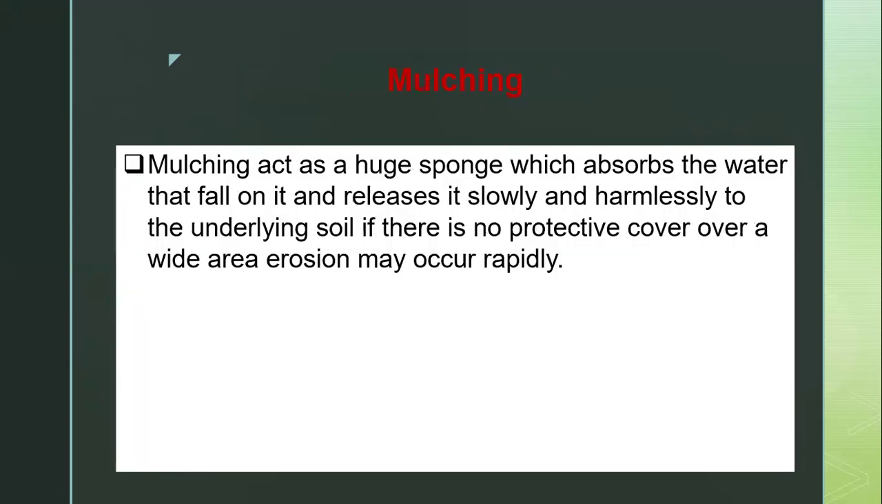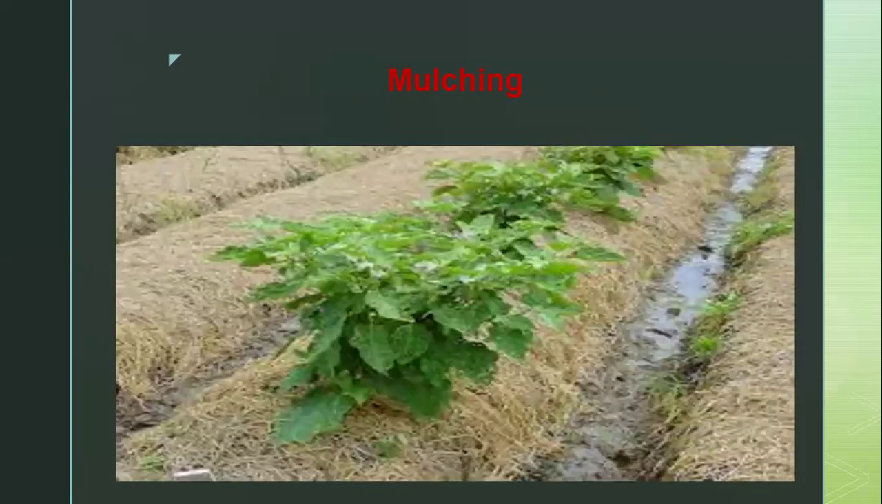The other way is mulching. Mulch acts as a huge sponge which absorbs the water that falls on it and releases it slowly and harmlessly to the underlying soil. If there is no protective cover over a wide area, erosion may occur rapidly. So this is the other way of conserving the soil, and this is how it looks. It forms small mounds that cover up the soil, so that the water cannot erode the soil covering that area.